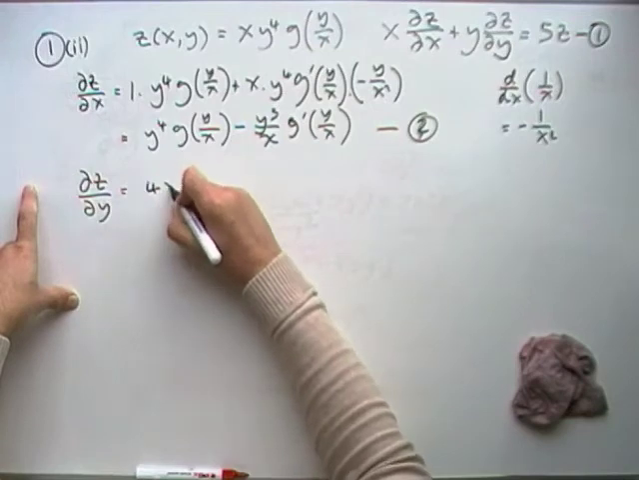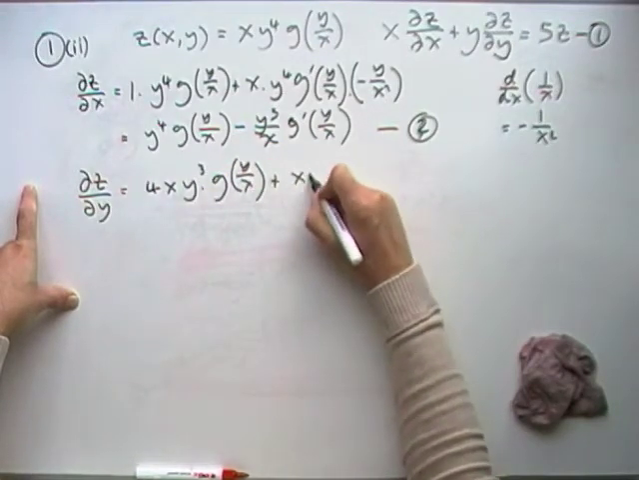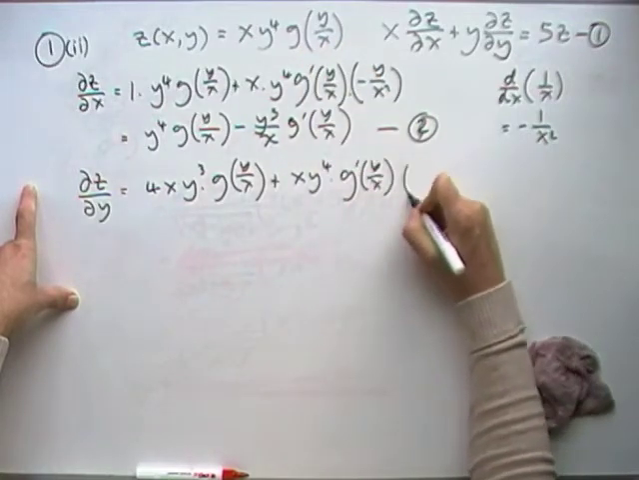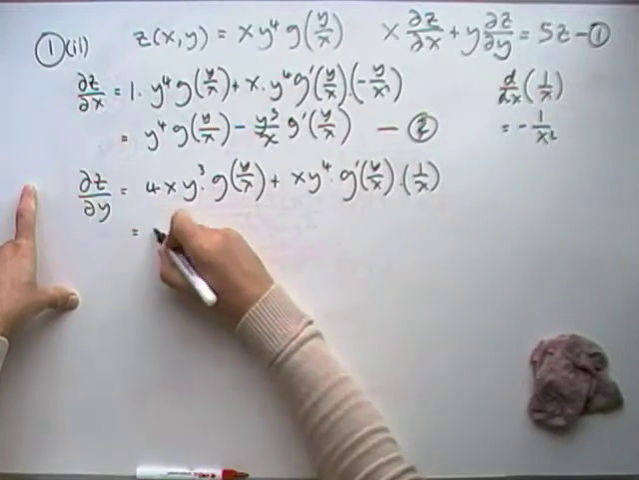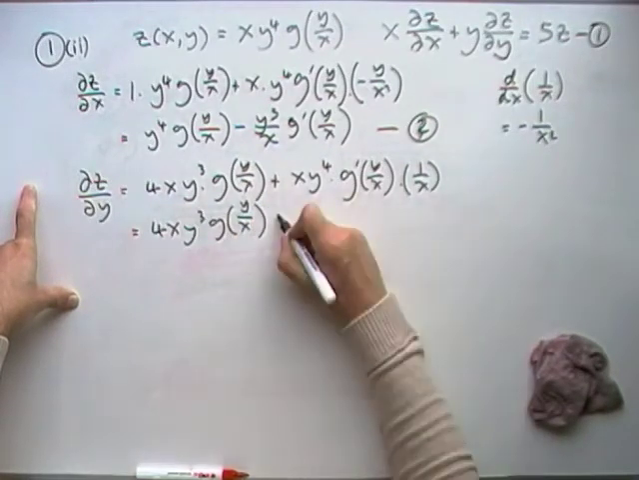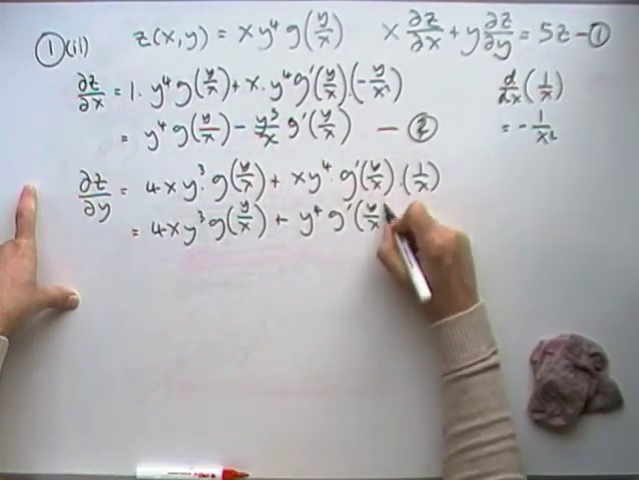Again, I've got a product, so first of all, differentiate that and leave g alone, and then the second time leave that alone and differentiate g, again with respect to itself, times its own derivative, which is 1 over x. Tidy that lot up to give this, and that'll knock out the x, and it'll just be y to the 4 g dashed of that.